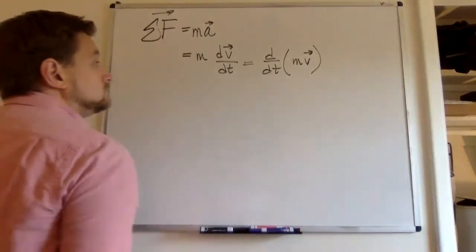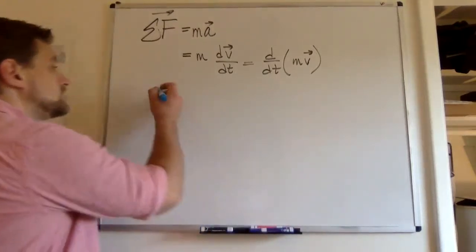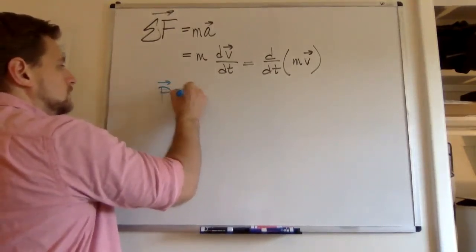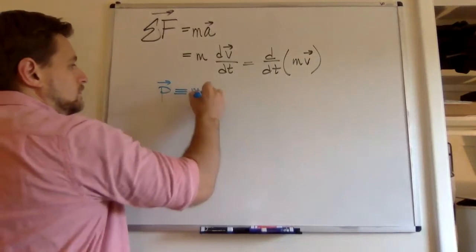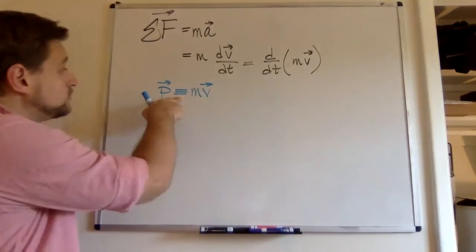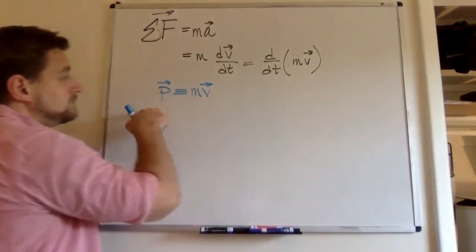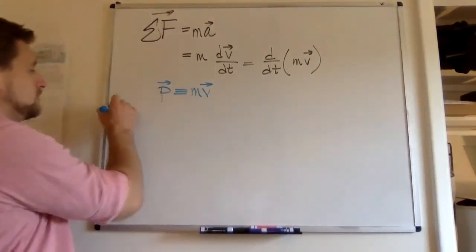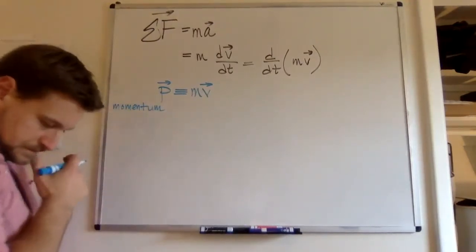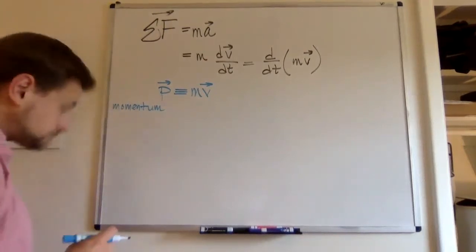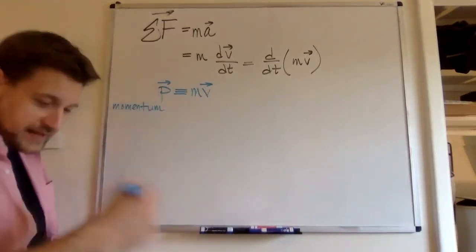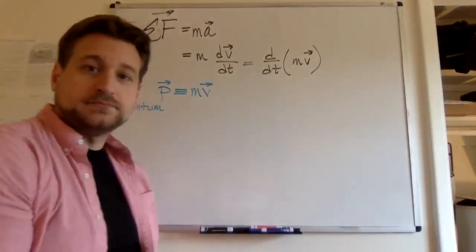I mean, suppose we define p to be some quantity that I'm going to call momentum. Suppose we define a quantity, momentum, as the product of mass and velocity.